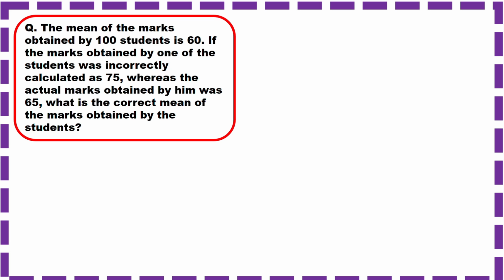The mean of the marks. What is meant by mean? Mean is average. So the mean of the marks obtained by 100 students is 60. If the marks obtained by one of the students were incorrectly calculated as 75, whereas the actual marks obtained by him were 65, what is the correct mean of the marks obtained by the students? Right, so 100 students are there. What is the average number of marks secured by them? 60. So the total becomes 100 into 60, which is 6000 marks.